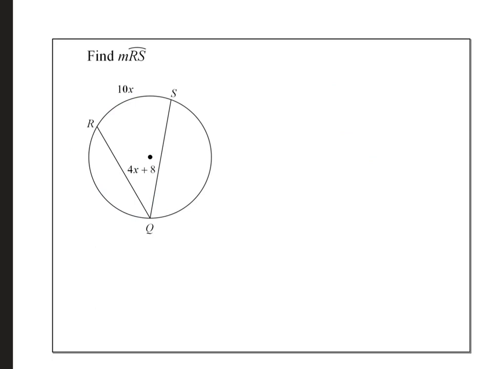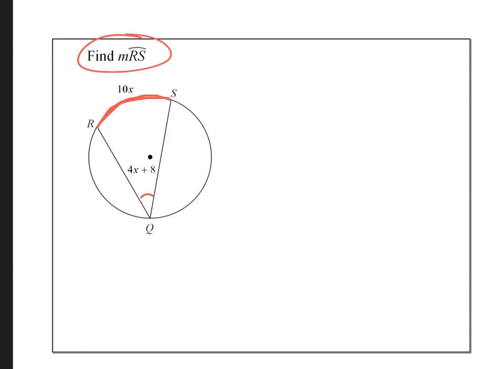Okay, and one more example. Let's see if we can get this one figured out. So we have this angle measure, RQS. We can see that angle is given as measuring 4x plus 8. The arc now is 10x. Okay, and we want to find the measure of the arc.